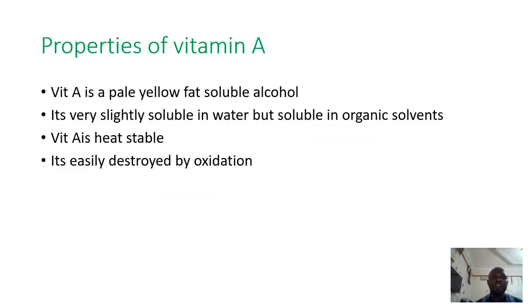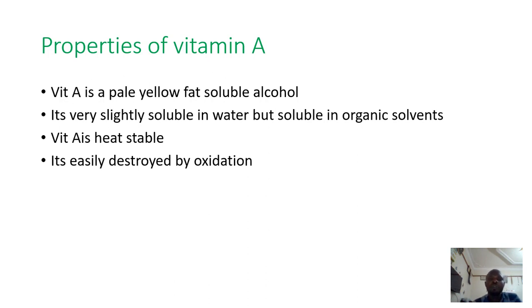Properties of vitamin A. Vitamin A is a pale yellow fat soluble alcohol. Remember we said all the yellow, orange fruits are rich in vitamin A, so it is a yellow fat soluble alcohol. It is very slightly soluble in water but soluble in organic solvents. In other words, it is insoluble in water and soluble in organic solvents such as alcohol or ethanol, benzene, name it. Vitamin A is heat stable, meaning even if you are to subject vitamin A rich foods to high temperatures, you'll be assured of getting the vitamin at the end of the day.